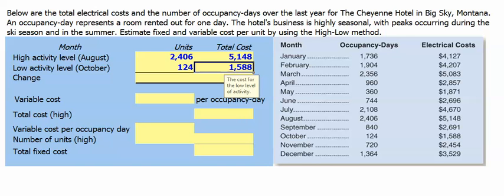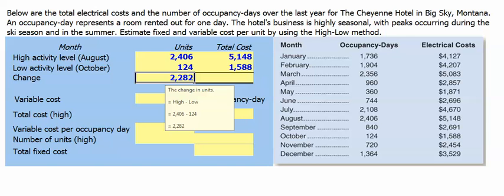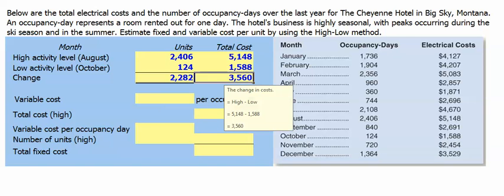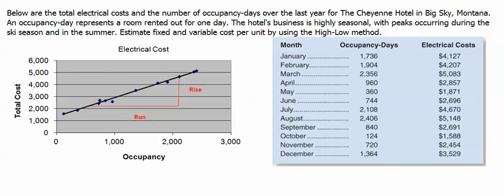$1,588. The change then in units or occupancy days is 2,282, and the change in our total cost is $3,560. The next step is to use this change in cost, which is the rise, and the change in occupancy, which is the run, to calculate the slope of our line, which will give us our variable cost per unit or variable cost per occupancy day.